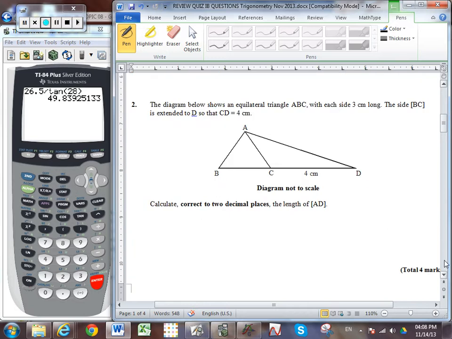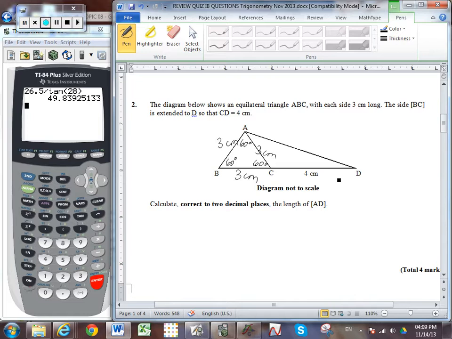Alright, number two. We've got a diagram of an equilateral triangle ABC, 3 centimeters, 3 centimeters, 3 centimeters. By the way, an equilateral triangle, you might remember, is 60 degrees, 60 degrees, 60 degrees. I'm just filling in all the information I know. The side BC is extended to D by an additional 4 centimeters. Okay, gotcha. So this entire length is in fact 7 centimeters.